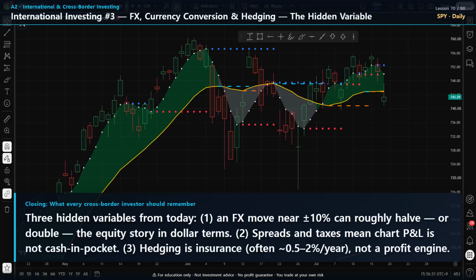3 hidden variables from today. 1. An FX move near plus or minus 10% can roughly halve, or double, the equity story in dollar terms. 2. Spreads and taxes mean chart P&L is not cash in pocket. 3. Hedging is insurance, with a cost of about 0.5% to 2%. Not a profit engine.